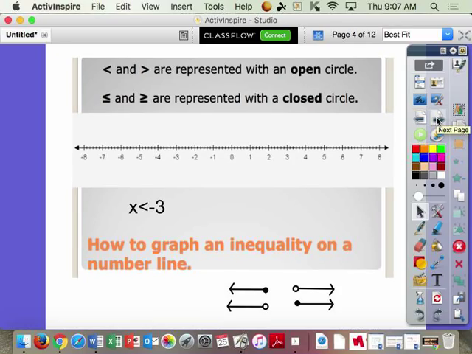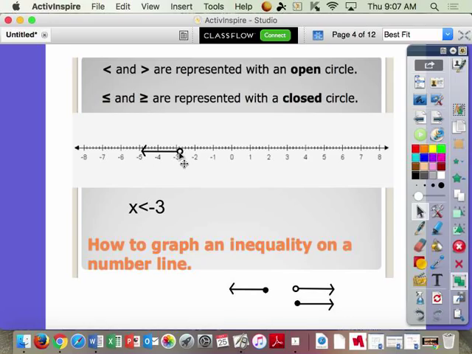This time we're going to have x is less than -3. So are the numbers getting smaller than -3 or are they getting bigger than -3? They're getting smaller than -3. So it's going to be going to the left. Is it an open circle or a closed circle? It's an open circle again.